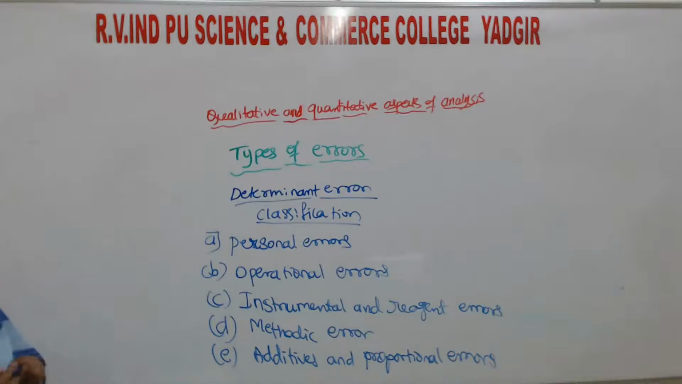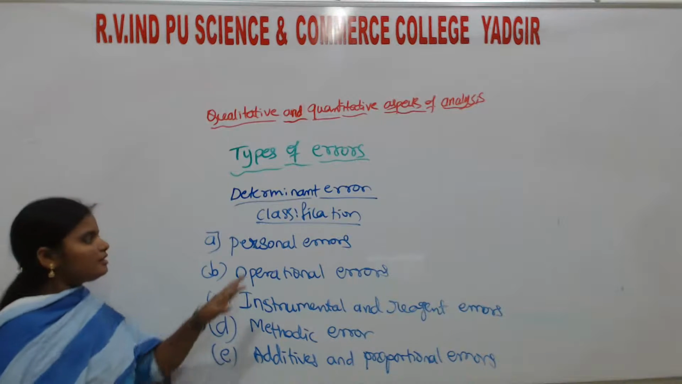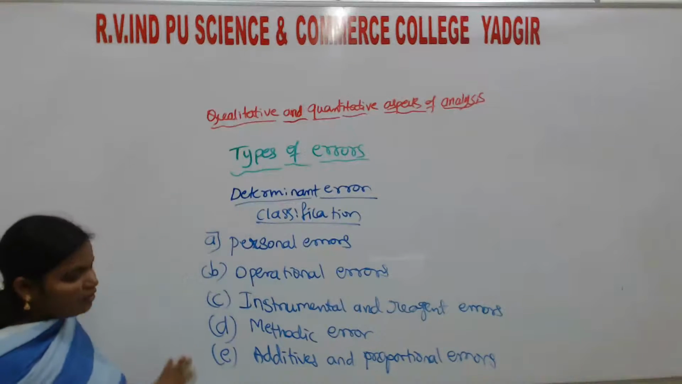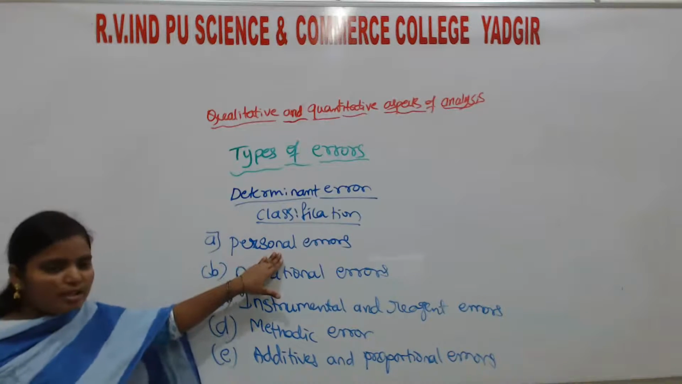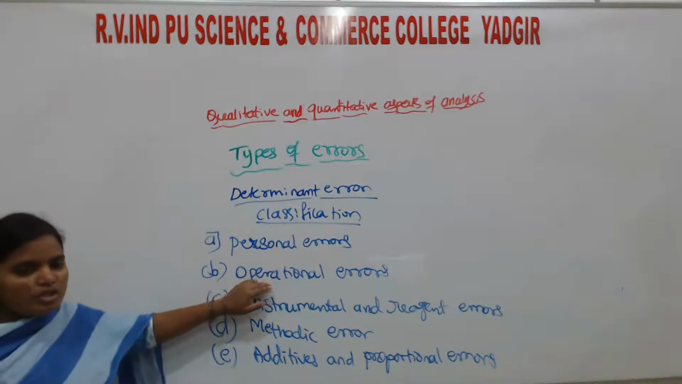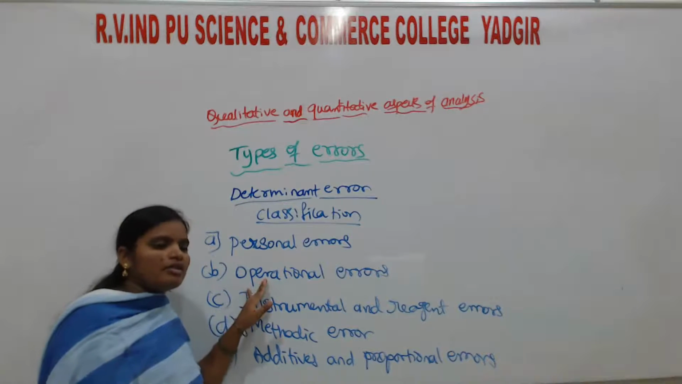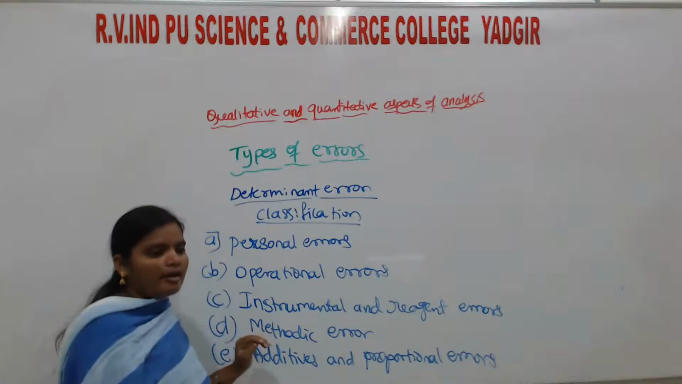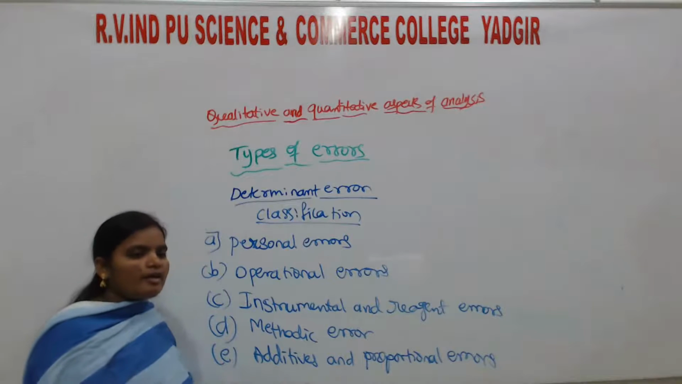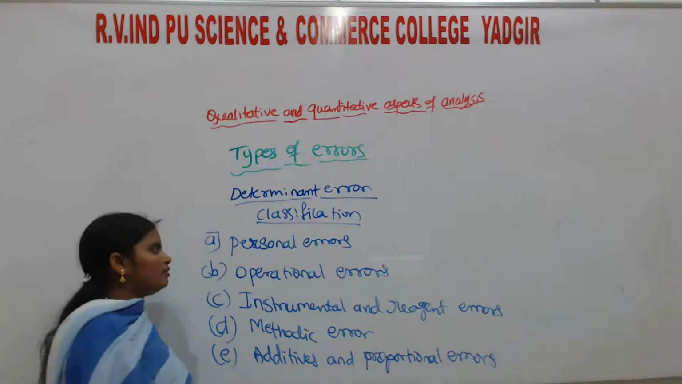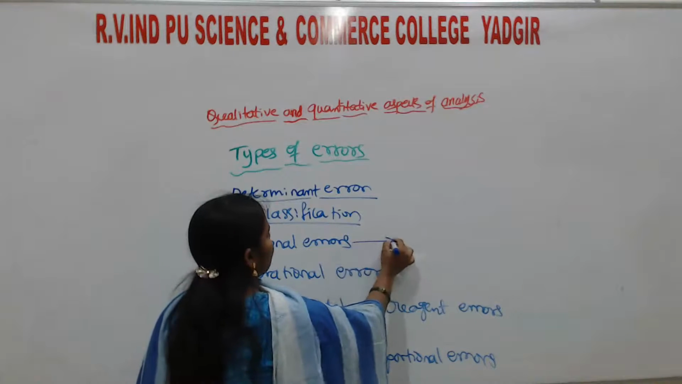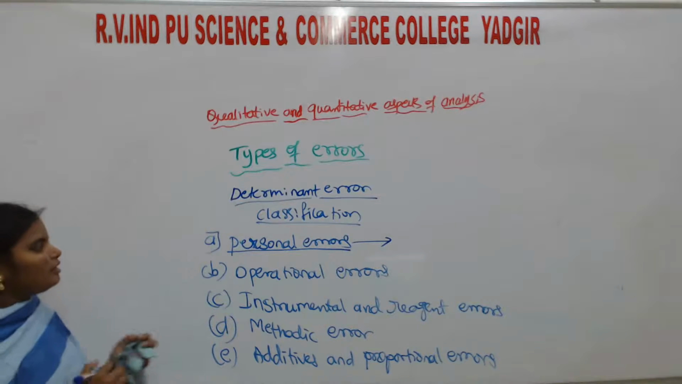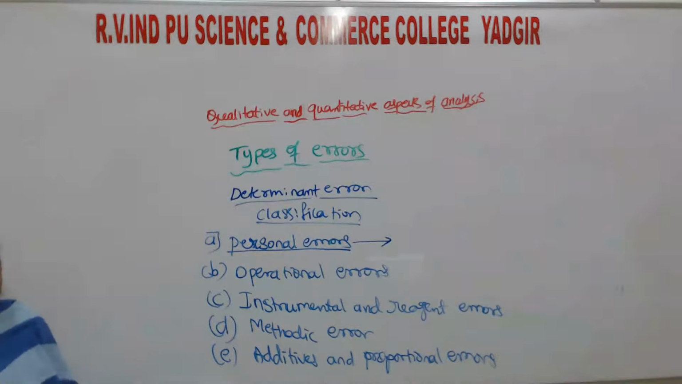So determinate error is subdivided into five categories: personal error, operational error, instrumental and reagent error, methodologic error, and additive and proportional error. Okay, what is meant by personal errors? Personal means the error is made by the observer.